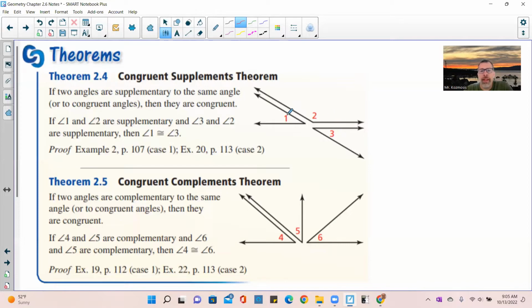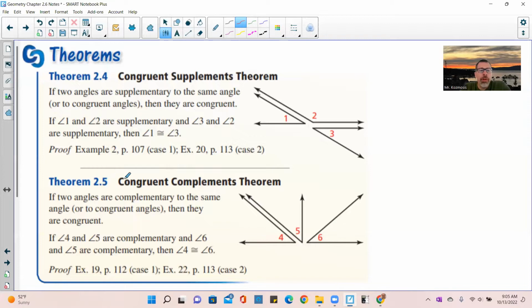If that's the case, then angle 1 is congruent to angle 3. So it says if angle 1 and angle 2 are supplementary, and angle 3 and angle 2 are supplementary, then angle 1 is congruent to angle 3. It's very similar to the transitive property or law of syllogism, where if 1 and 2 are supplementary and 3 and 2 are supplementary, you can get rid of that 2, then you can say 3 and 1 are congruent. So we're going to do that proof in example 2, next page.